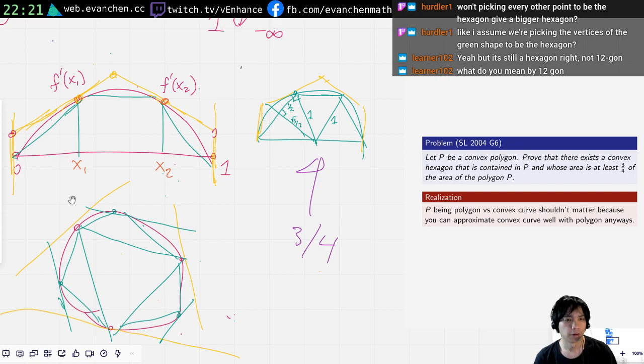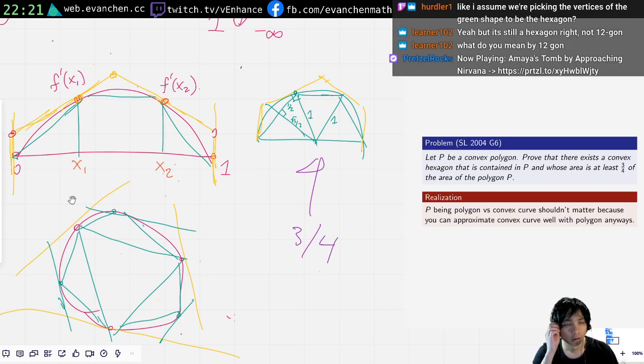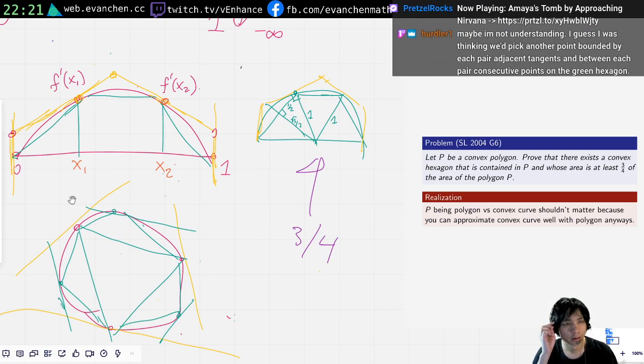Okay, here's another idea I just had. What if, rather than me trying to blindly throw junk at the wall, I guess I was thinking we'd pick another point bounded by each pair of adjacent tangents between each. Maybe? But anyways, okay. Here's an idea I just had.